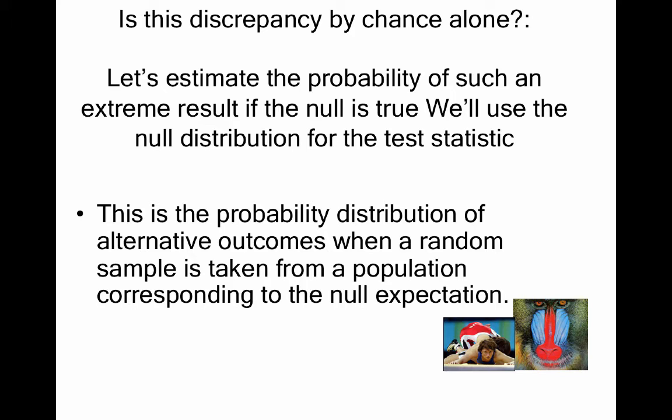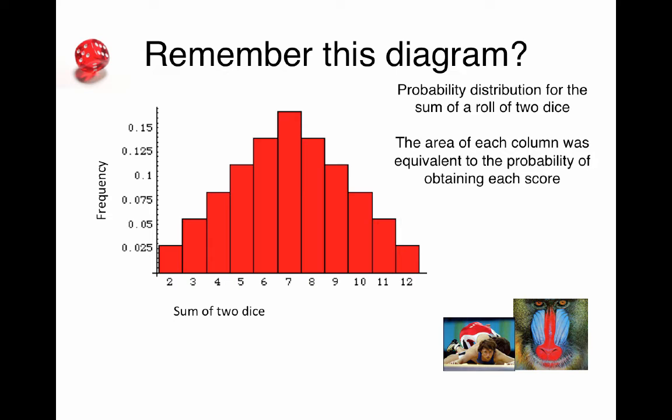So the question we have to ask is if this discrepancy is caused by chance alone. To do that, what we'll do is we'll use the null distribution for the test statistic as our model, and we'll see where our actual statistic that we derive, in this case it's just the probability, falls along that scale. Okay. So that's a little confusing, isn't it? So maybe a picture will help.